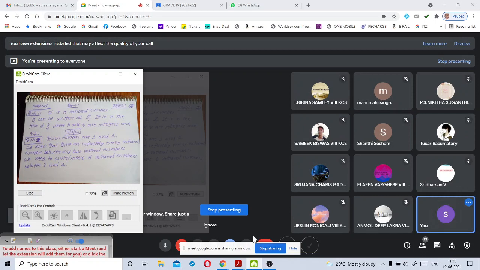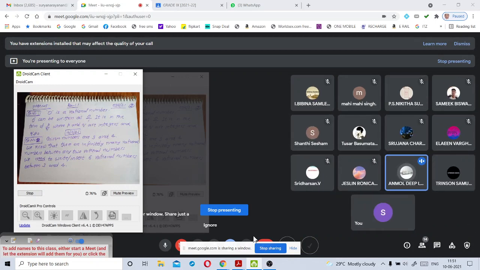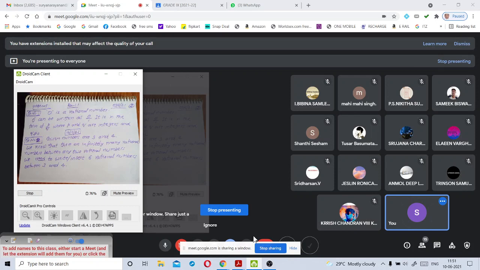Question number 2. Can you read question number 2, my dear Anmol Deep? Yes, sir. Given numbers are 3 and 4. We know that there are infinitely many rational numbers between any two rational numbers. We need to insert 6 rational numbers between 3 and 4. So this is question number 2. We have to write 6 rational numbers between 3 and 4.